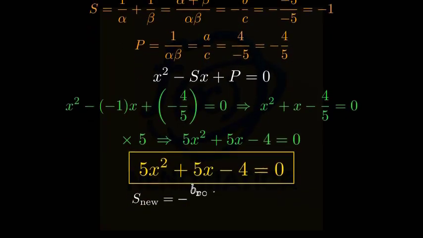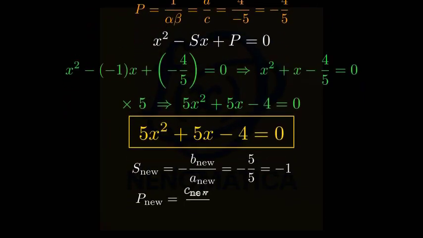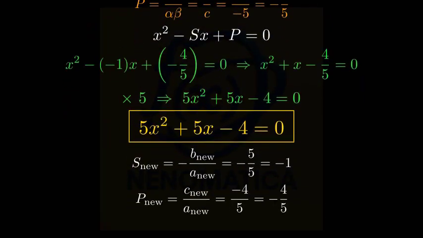Conclusion. Both methods produce the same new quadratic, 5x squared plus 5x minus 4 equals 0. As a quick consistency check, the new sum of roots is negative 1, and the product is negative 4/5, exactly what we used.